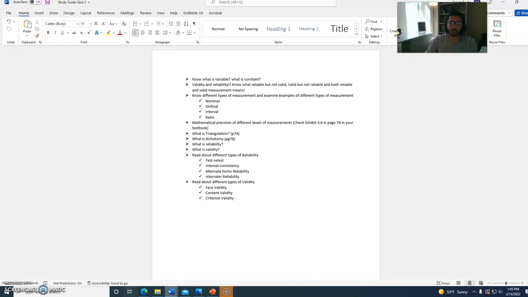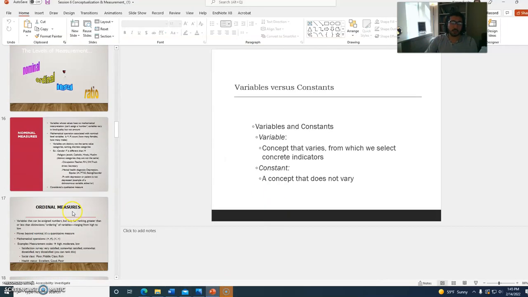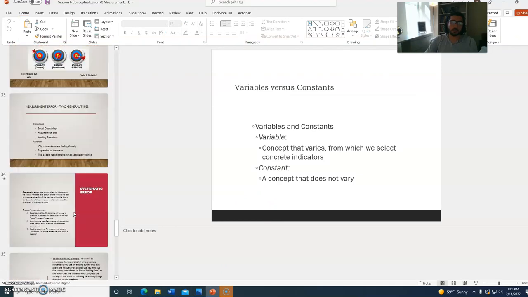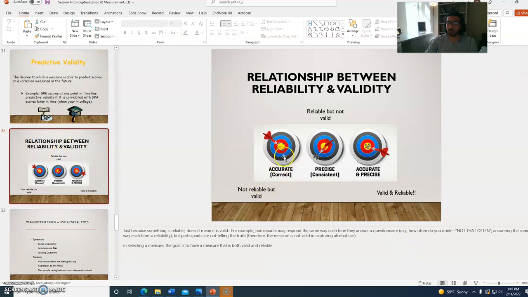Do you remember that I showed you an example of the dartboard? As you see here: accurate, which is valid; precise and consistent, which is reliable. You see the dots are accumulated in the down left corner. Here it's both accurate and precise. As you see, all the dots are on the yellow spot. In here it's more spread out. It's close to yellow but not exactly on yellow. So it's valid, it's accurate, but it's not consistent.